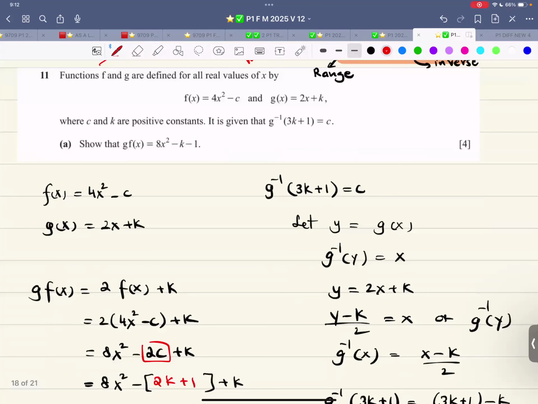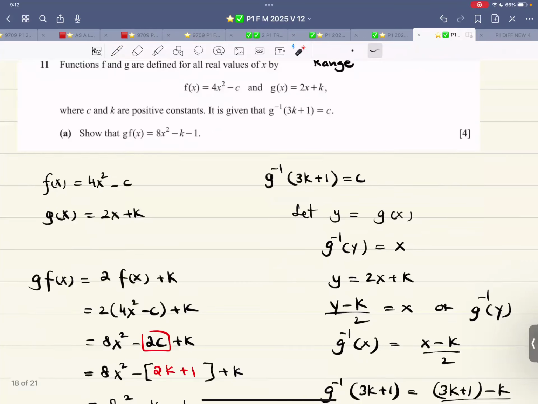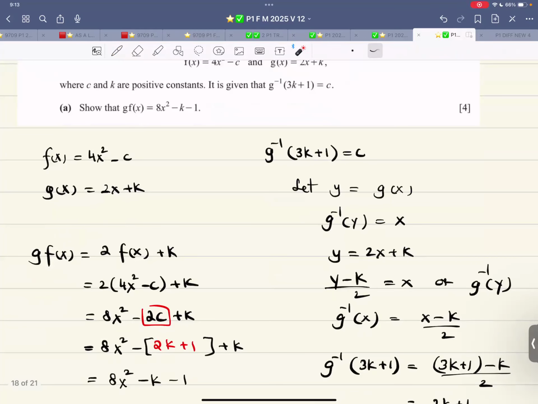Functions f and g are defined for all real values of x by this thing. f(x) is this, g(x) is this, c and k are positive constants, g inverse of this thing is c. Show that gf is this thing. So a very nice, strong question. First of all, let me evaluate g of f of x. And you reach this particular stage. Let me just stop over here for a second. You reach this stage. Then what do you do? You go to this part, and then you think about this thing.